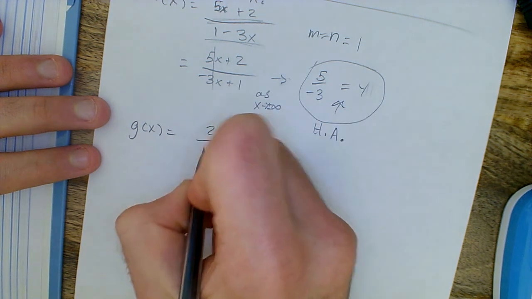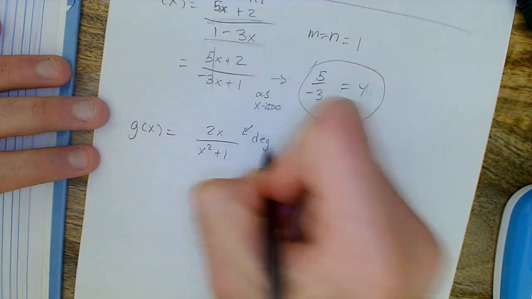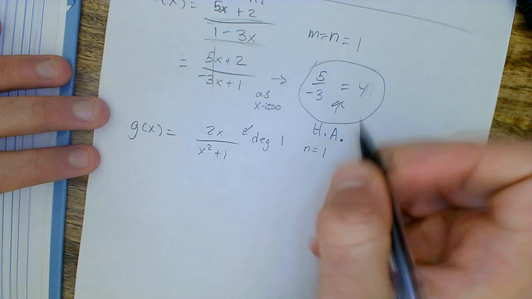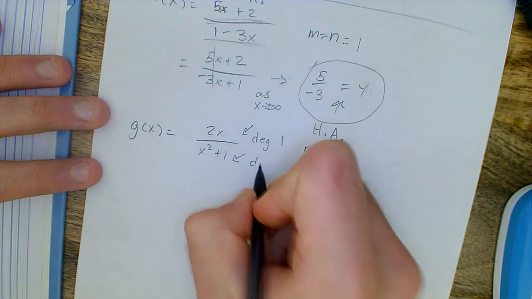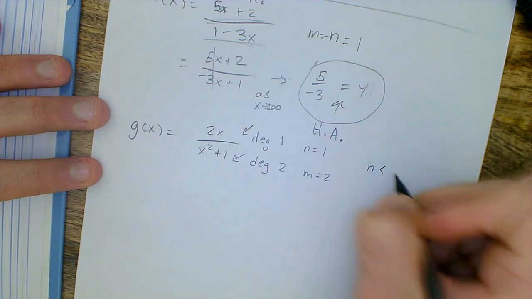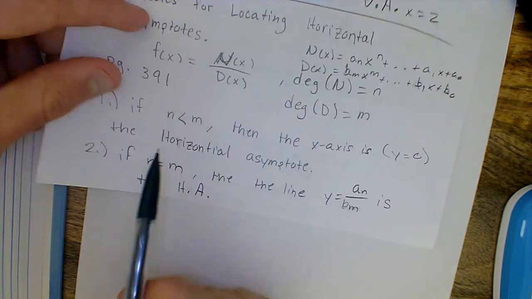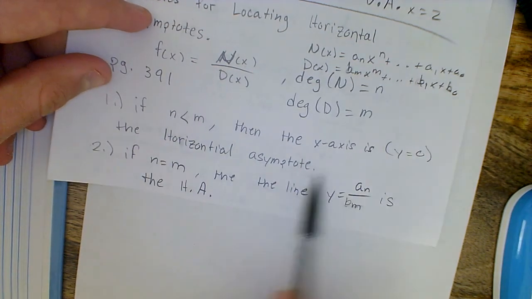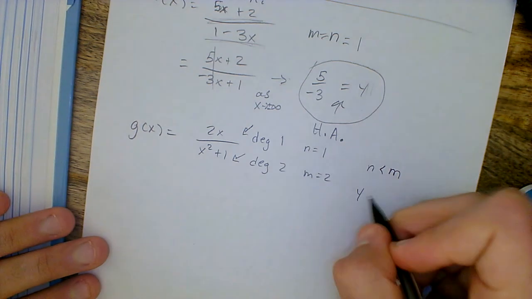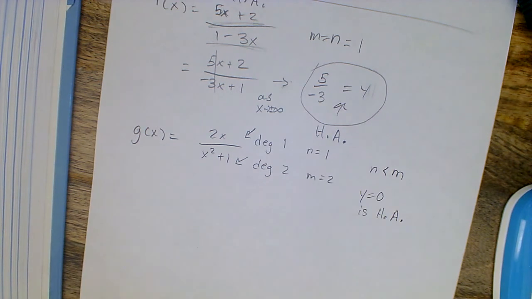So what about a different example? g of x equals 2x over x squared plus 1. So 2x over x squared plus 1, the numerator is degree 1, so n is equal to 1. And the denominator is degree 2, m equals 2. So this is the case where n is less than m. And if n is less than m, the first case, then the x-axis, y equals 0, is the horizontal asymptote.